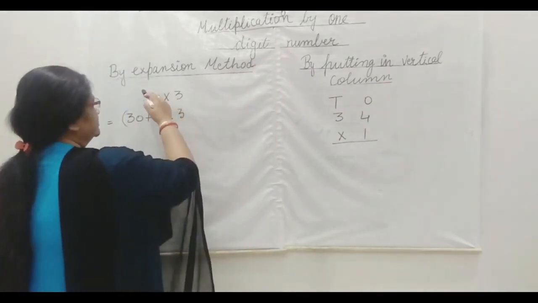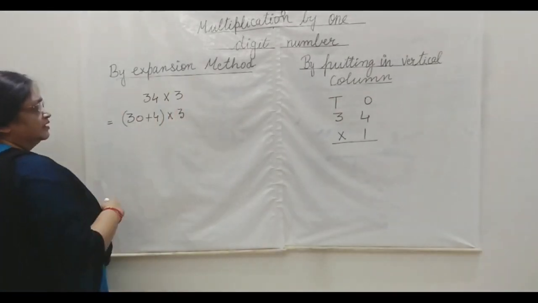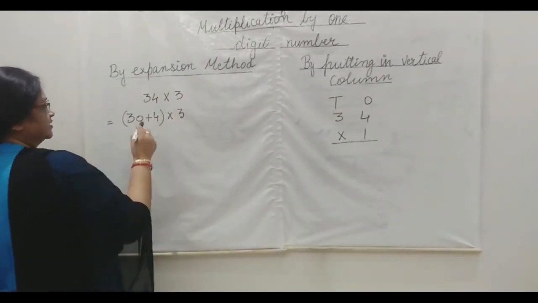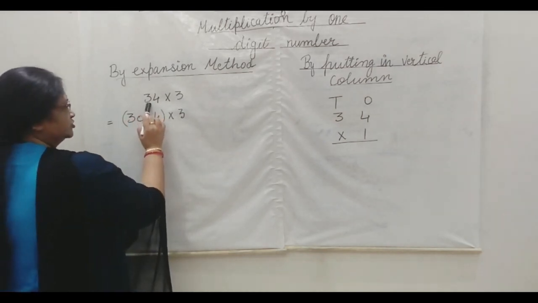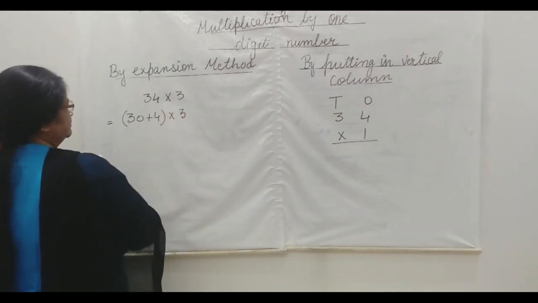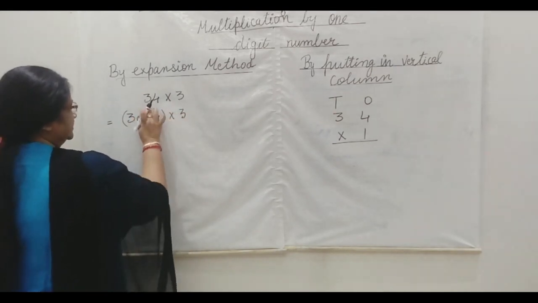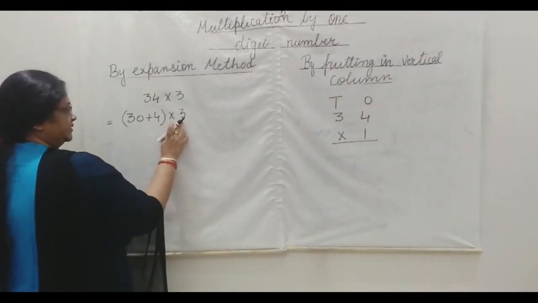Now, multiplication by one-digit number. Let's do this multiplication by expansion method. How you will do the expansion method is, suppose you have a two-digit number and we have to multiply this two-digit number with a one-digit number. So we will expand this number, that is 34. We say 34, so we will write 30 plus 4, multiplied by 3.